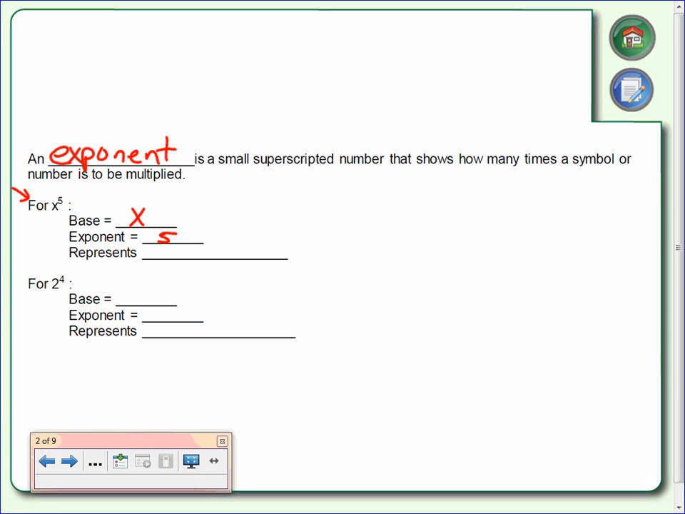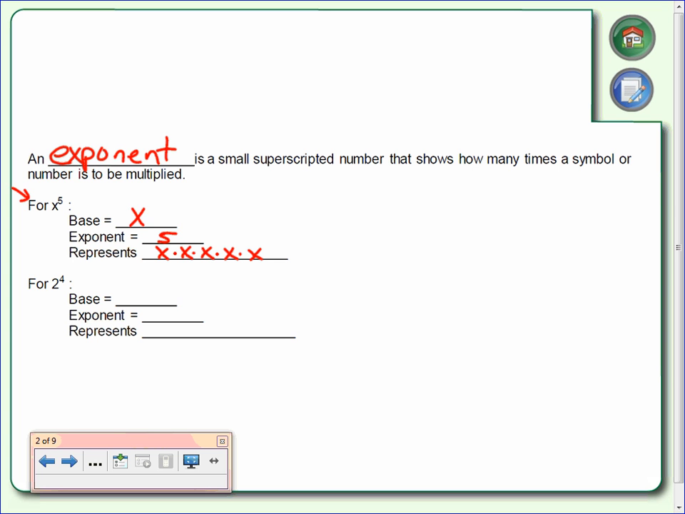So what does that actually mean? What does x to the 5th power mean? What does it represent? It tells us right here: it's the number of times a symbol or a number is multiplied by itself. So all this means is x times x times x times x times x. 1, 2, 3, 4, 5 x's. We're multiplying x by itself 5 different times.